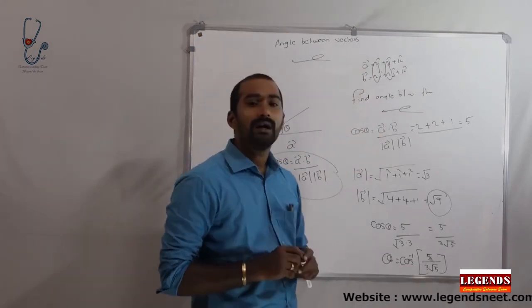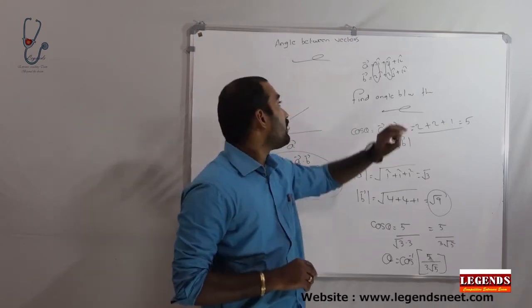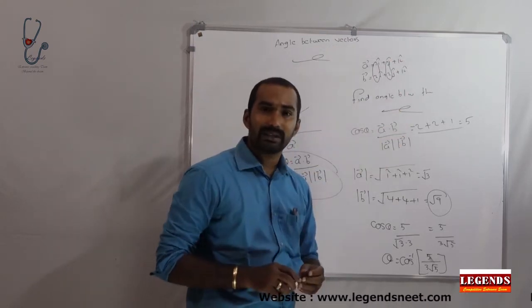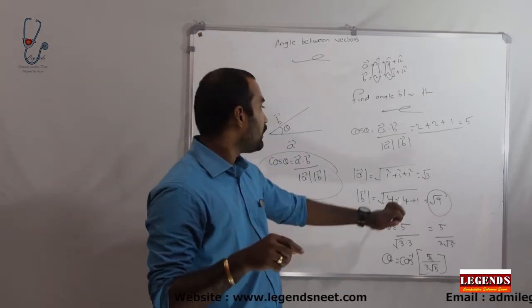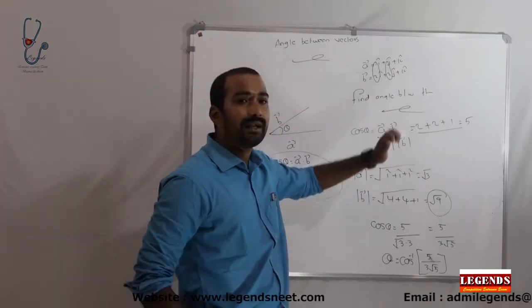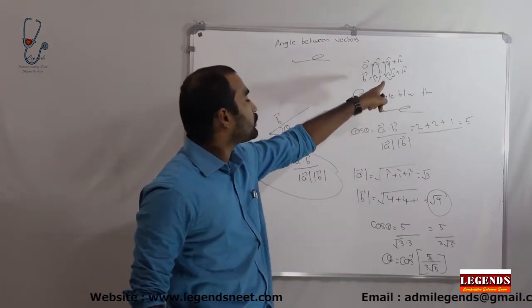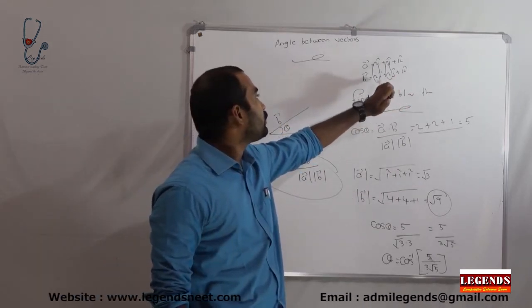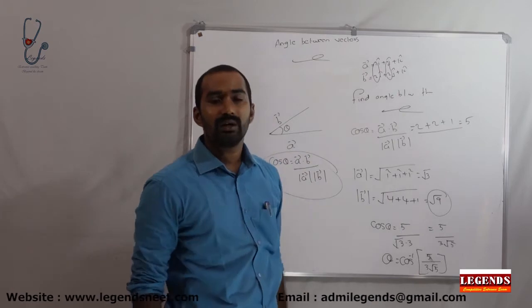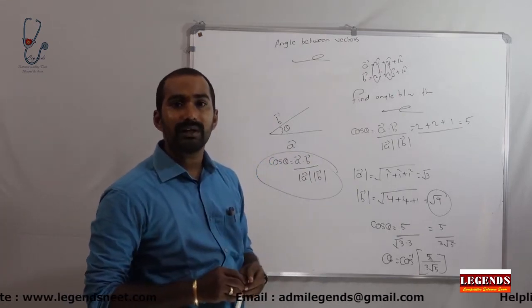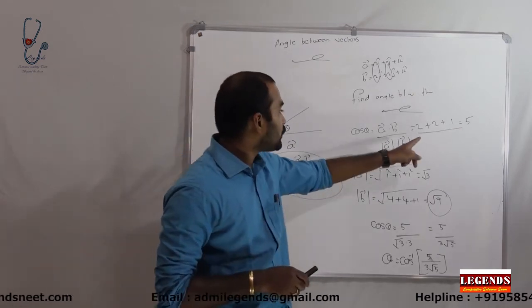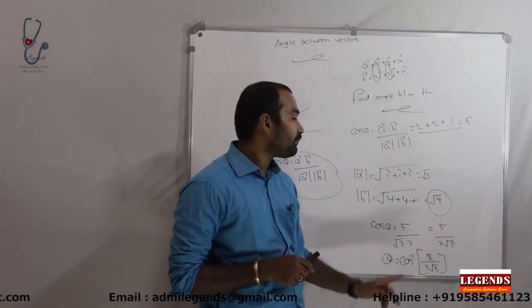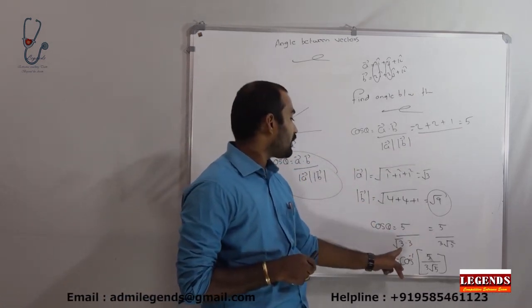Then take the magnitude of the two vectors. First, i plus j plus k: magnitude is root of 1 square plus 1 square plus 1 square, which is root 3. Again, magnitude of b, 2i plus 2j plus k, is root of 2 square plus 2 square plus 1 square, root of 4 plus 4 plus 1, which is root 9. We know that root 9 is equal to 3. Substitute the two values in the equation. We got 5 by root 3 into 3.